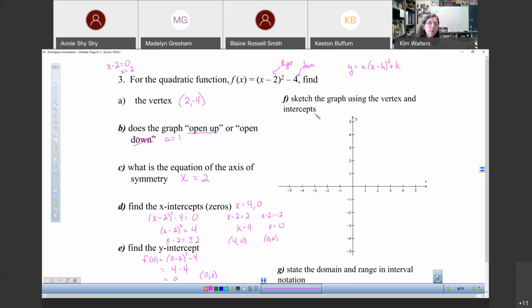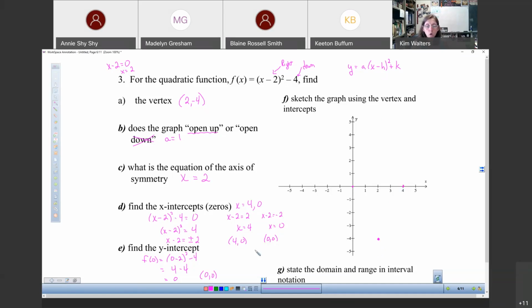All right, so the next part of this says sketch the graph using the vertex and the intercepts. So we're going to sketch the graph. We're going to plot the vertex here. Here is my vertex. Here is one x-intercept. Here is both my x and my y-intercept. Okay.